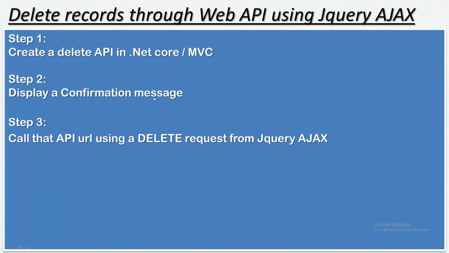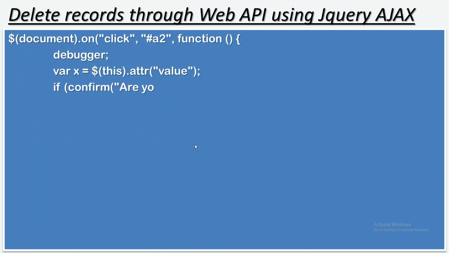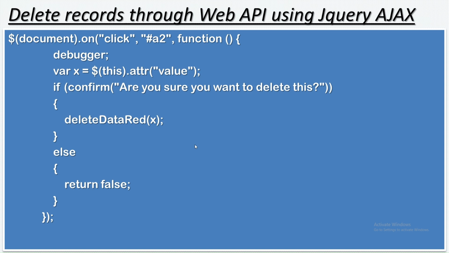Delete records through the web API using jQuery. So create a delete API in .NET Core MVC. Display a confirmation when we want to delete, or you press on the delete button, and then we call that API URL using the delete request from the jQuery AJAX. Now the on-click function, so pretty much self-explanatory. You can see that if confirmed, then it will go to the delete data record.